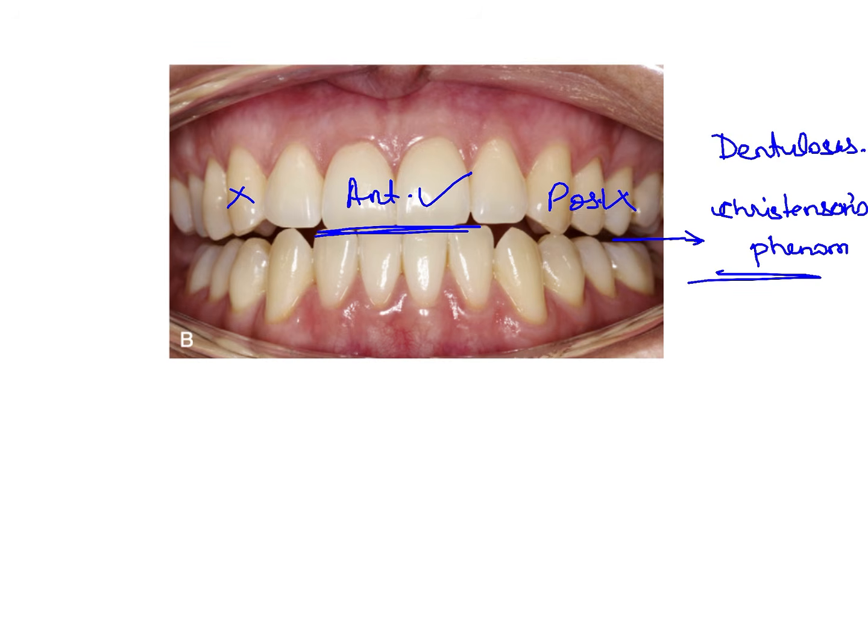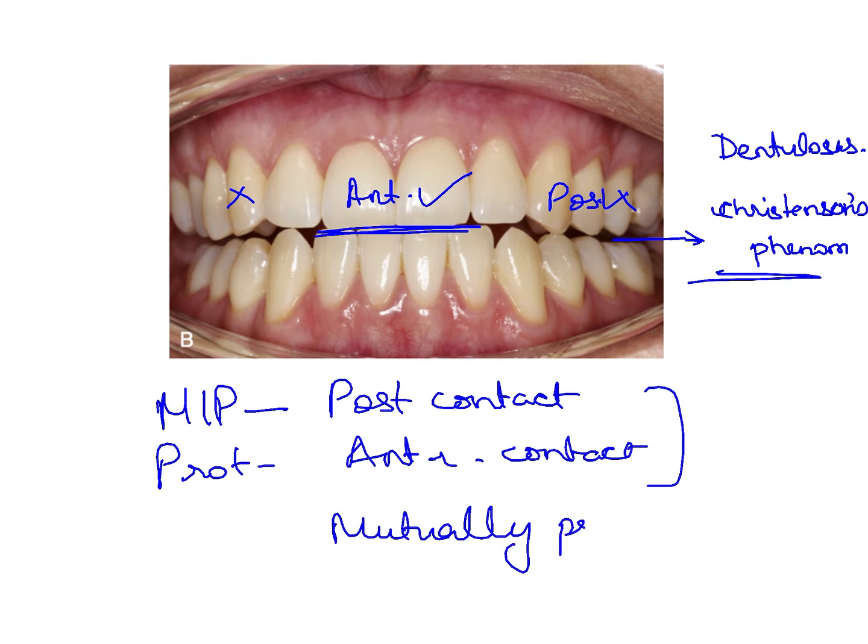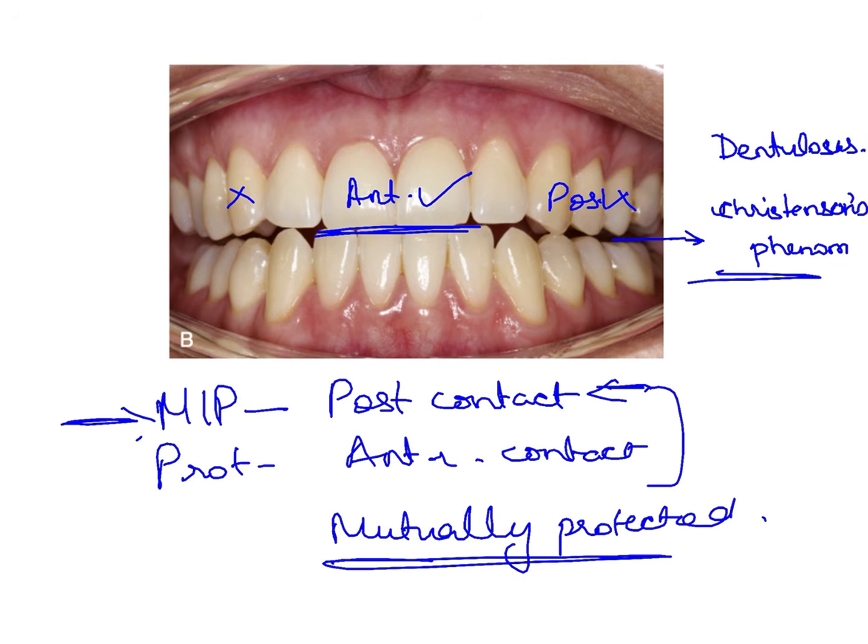Now, this property where in maximum intercuspation the posterior teeth are in contact and in protrusion the anterior teeth are in contact is called mutually protected occlusion. That means the anterior teeth are saving the posterior teeth from excessive forces in protrusion, and the posterior teeth are saving the anterior teeth from maximum forces in maximum intercuspation. This is known as mutually protected occlusion. Okay.